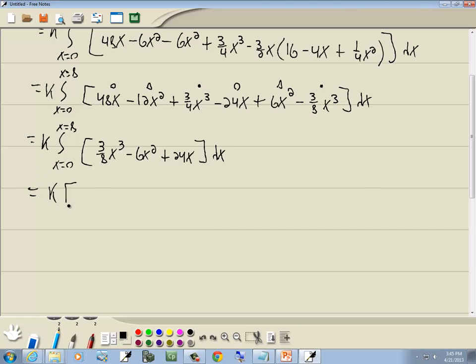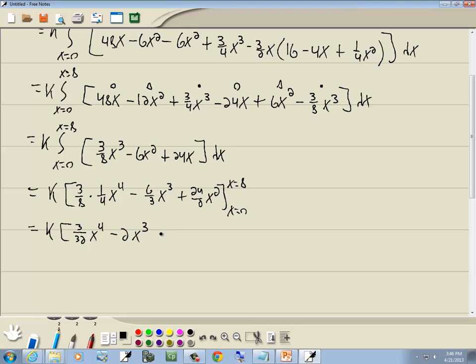K stays out in front. Integrate that. That gives us 3/8 times 1/4 x to the fourth minus 6/3 x to the third plus 24 over 2 x squared, from x equals 0 to x equals 8, which gives us 3 over 32 x to the fourth minus 2 x to the third plus 12 x squared from x equals 0 to x equals 8. Now again, it doesn't do us any good to plug 0 in for x, so that disappears. And we got 3 over 32 times 8 to the 4th minus 2 times 8 to the 3rd plus 12 times 8 squared.